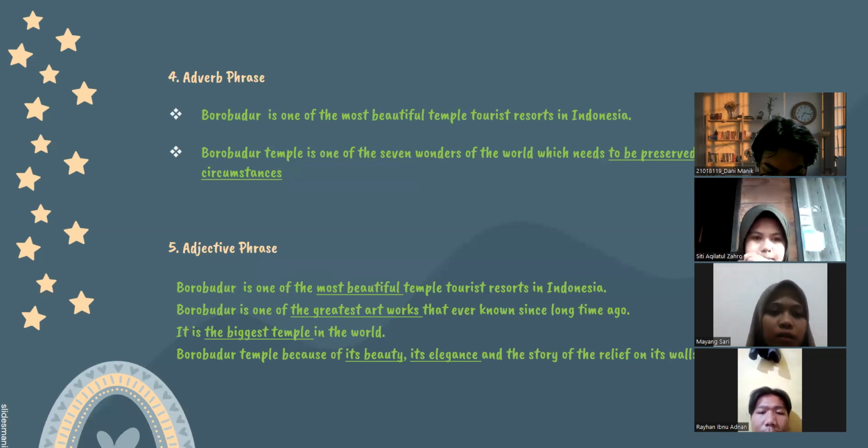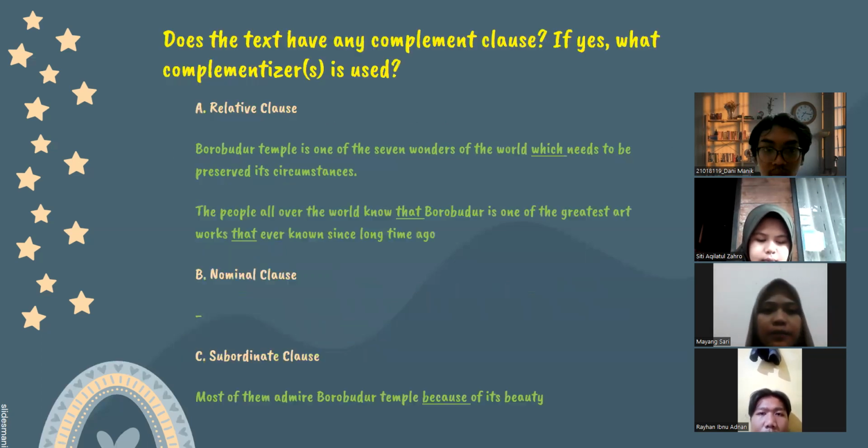Next is adjective phrase. There are 4 examples. Borobudur is one of the most beautiful temple tourist resorts in Indonesia. We can see most beautiful is the adjective phrase. Next.